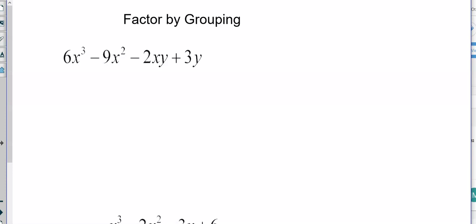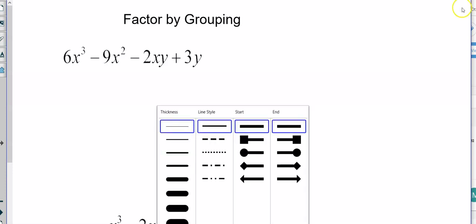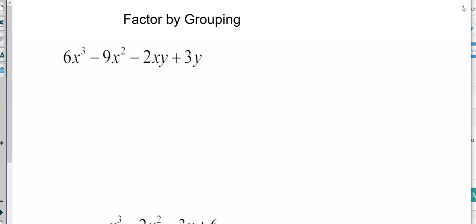Okay, so today we're going to talk about factoring by grouping. The basic method: anytime you have four terms, you want to use this method. You can see there's four terms right there. This is factoring by grouping territory.